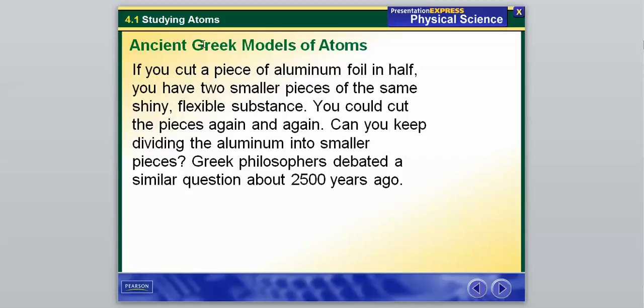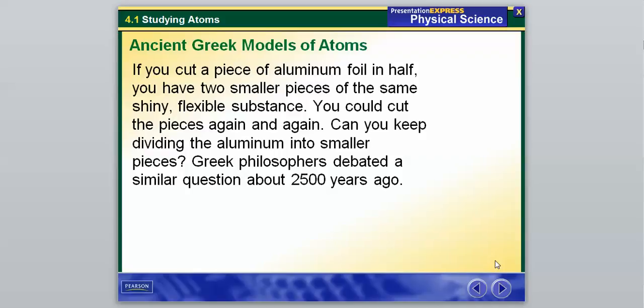It says, if you cut a piece of aluminum foil in half, you have two smaller pieces of the same shiny, flexible substance. You could cut the pieces again and again. Can you keep dividing the aluminum into smaller pieces? And Greek philosophers debated a similar question about 2,500 years ago. So they're basically just wanting to know, how small can you actually make a substance?